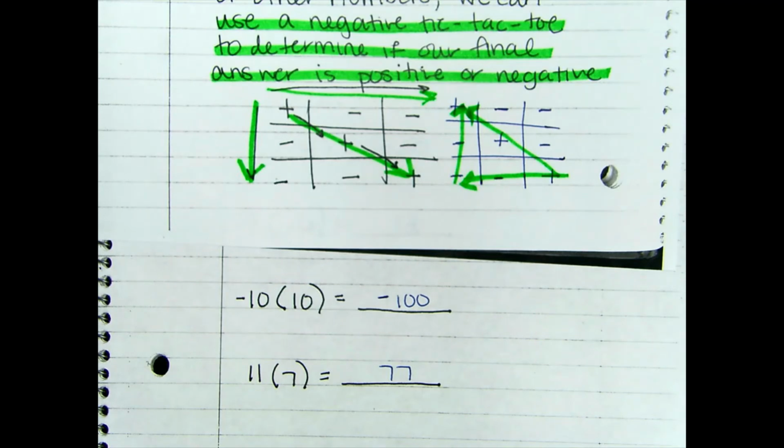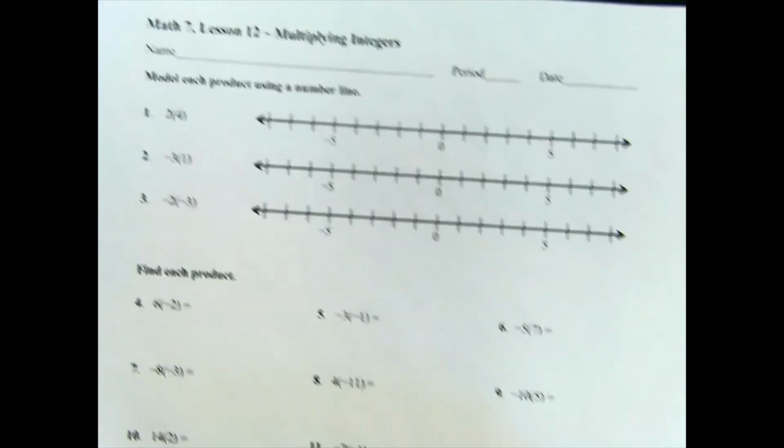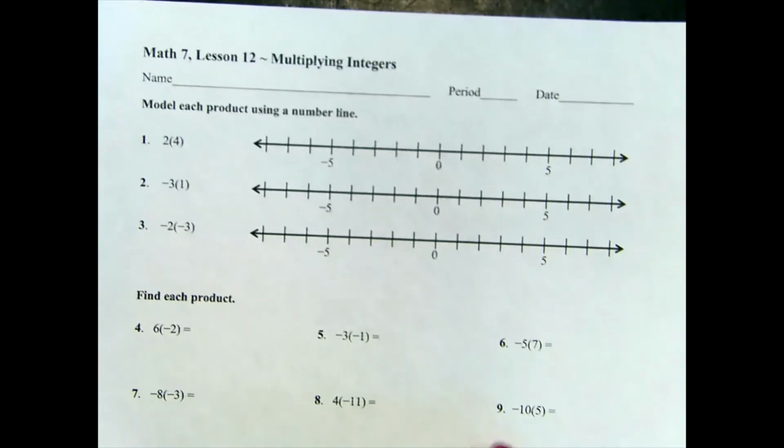Now, your assignment, which you can find in Canvas, is Lesson 12, Multiplying Integers. It is an editable PDF. Okay, so you'll be able to access this online.